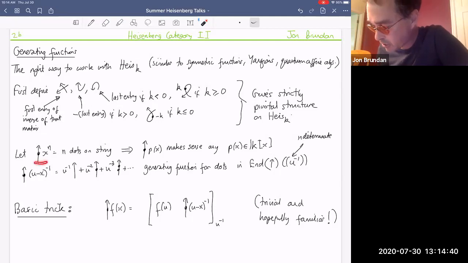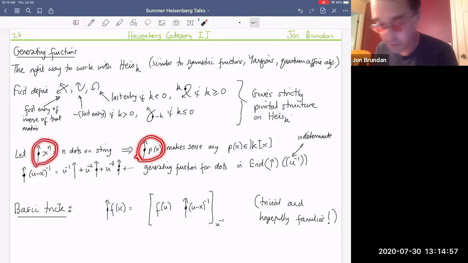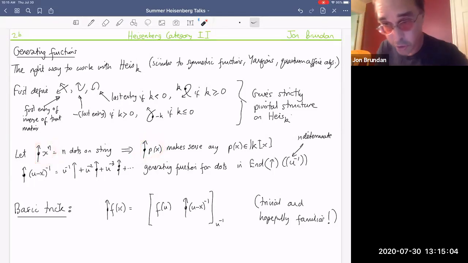So the notation I use when I want to put n dots on a string, I label that single dot by the monomial x to the n. And then I can start labeling dots by polynomials in x. Right? Polynomial being a linear combination of monomials. So you just take the corresponding linear combination of these dots with multiplicities. Okay, so I'm going to always label dots with polynomials in x. And then I use this variable u as an indeterminate.